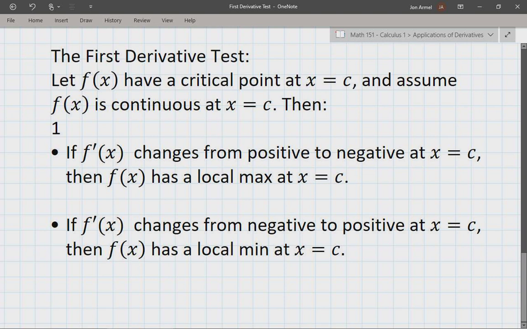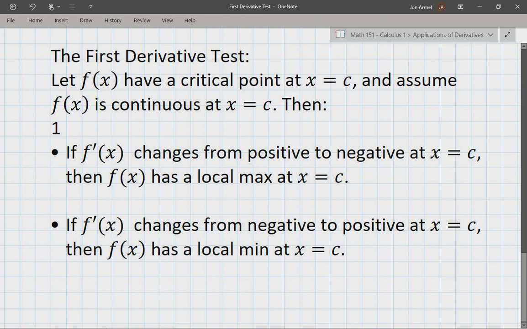So the first derivative test says you have a critical point. An important thing about this is you do have to assume the function's continuous. You could have a critical point where the function is not continuous, if you have a jump discontinuity and the derivative doesn't exist there, but let's not worry about that right now. Usually your function's continuous. If your derivative changes from positive to negative, you have a local max. And if the derivative changes from negative to positive, then you have a local min. And that change could be because the derivative goes through 0 or because the derivative is undefined.